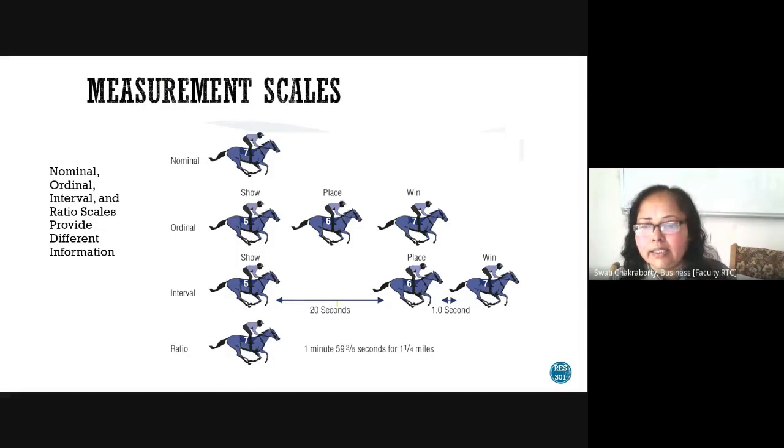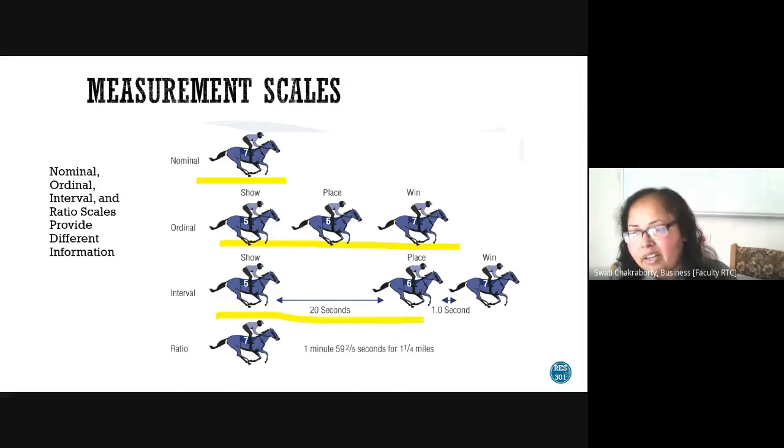See this? This is an example measurement of skills. Nominal is where you just talk about this person. Ordinal is where we are showing the position, right? We show the place and when. Interval is where we are showing it.